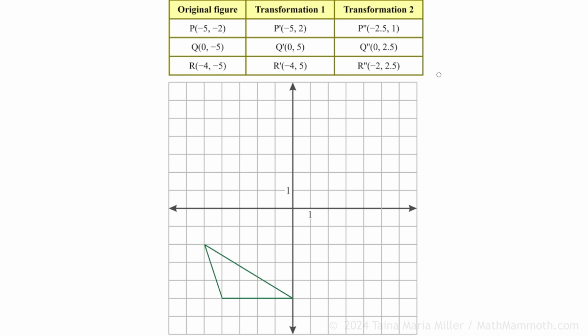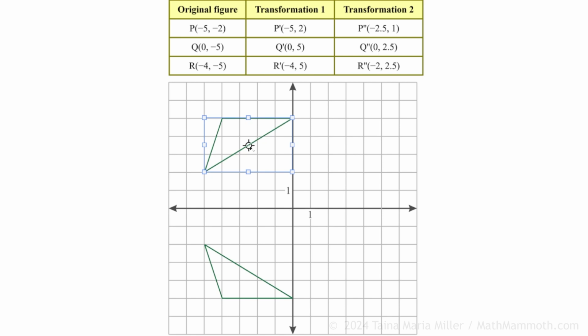Okay, so we have solved the problem, but let's double check our answer by actually doing these transformations to the triangle. If we reflect this in the x-axis, and there it is. Do the coordinates now match here? We have (-5, 2), yes, (0, 5), and then (-4, 5), yes.